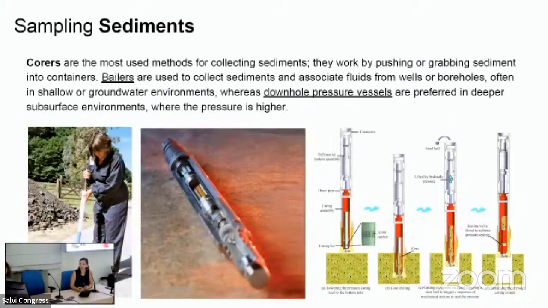Sampling sediments instead generally requires the use of corers. These are cylindrical containers that you can directly push or grab into the sediments and catch all the layers, depending on which depth you want to collect. The corers are very simple, generally plastic-based, for shallower sediment layers, but you can also use more complex systems like downhole pressure vessels, which are generally preferred in deeper subsurface environments where the pressure is higher.